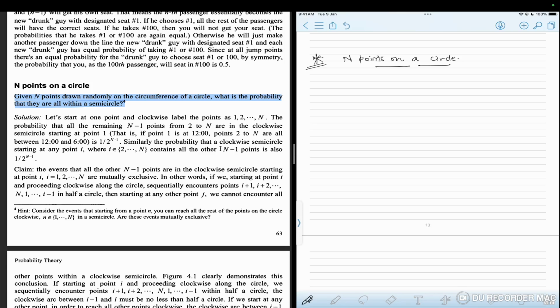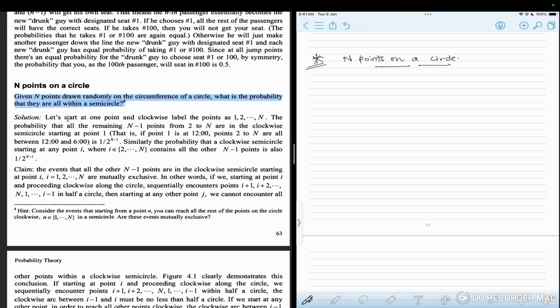Hello, welcome. So today we are going to solve this n points on a circle question from the Green Book. So this is a very interesting problem. Let's discuss. So the question is, given n points drawn randomly on the circumference of a circle, what is the probability that they are all within a semicircle?